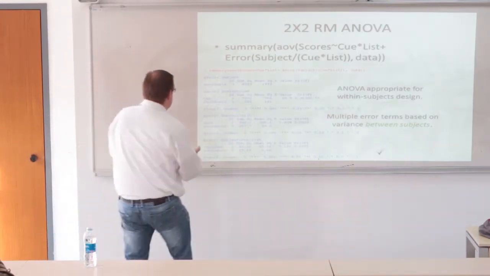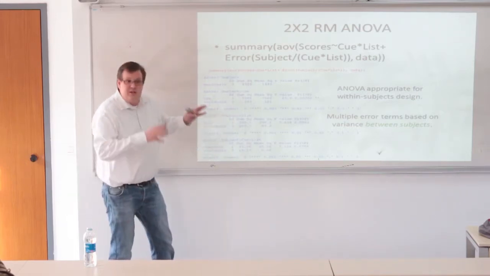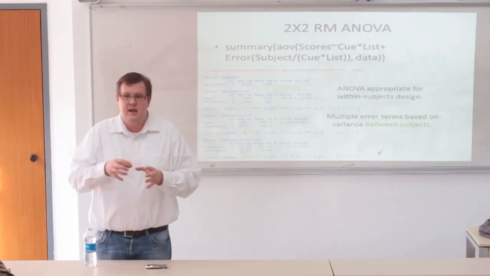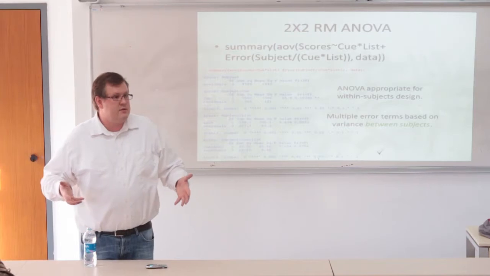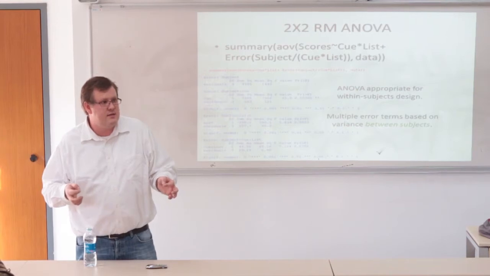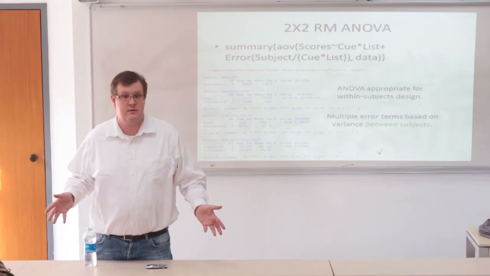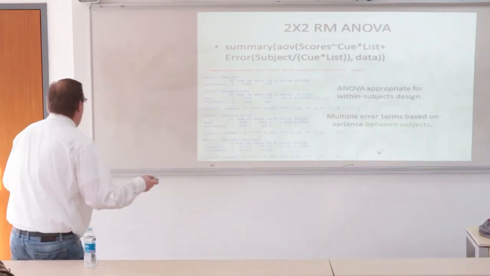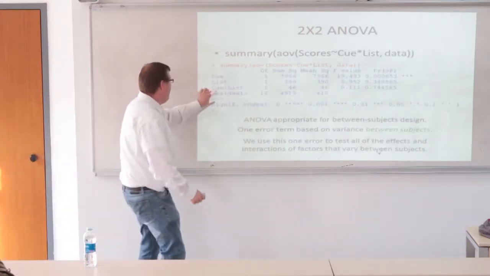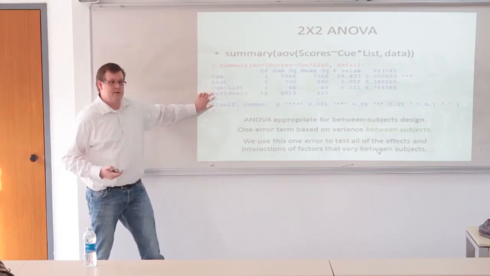So even though list is just within subjects, the error, which is basically the subject by list interaction, is something that is between subjects. We have a different subject affected differently by list, right? So these differences are differences between subjects. So let me go back and try to make this very clear. So here we have one error term. And this error term is based on variability between subjects.